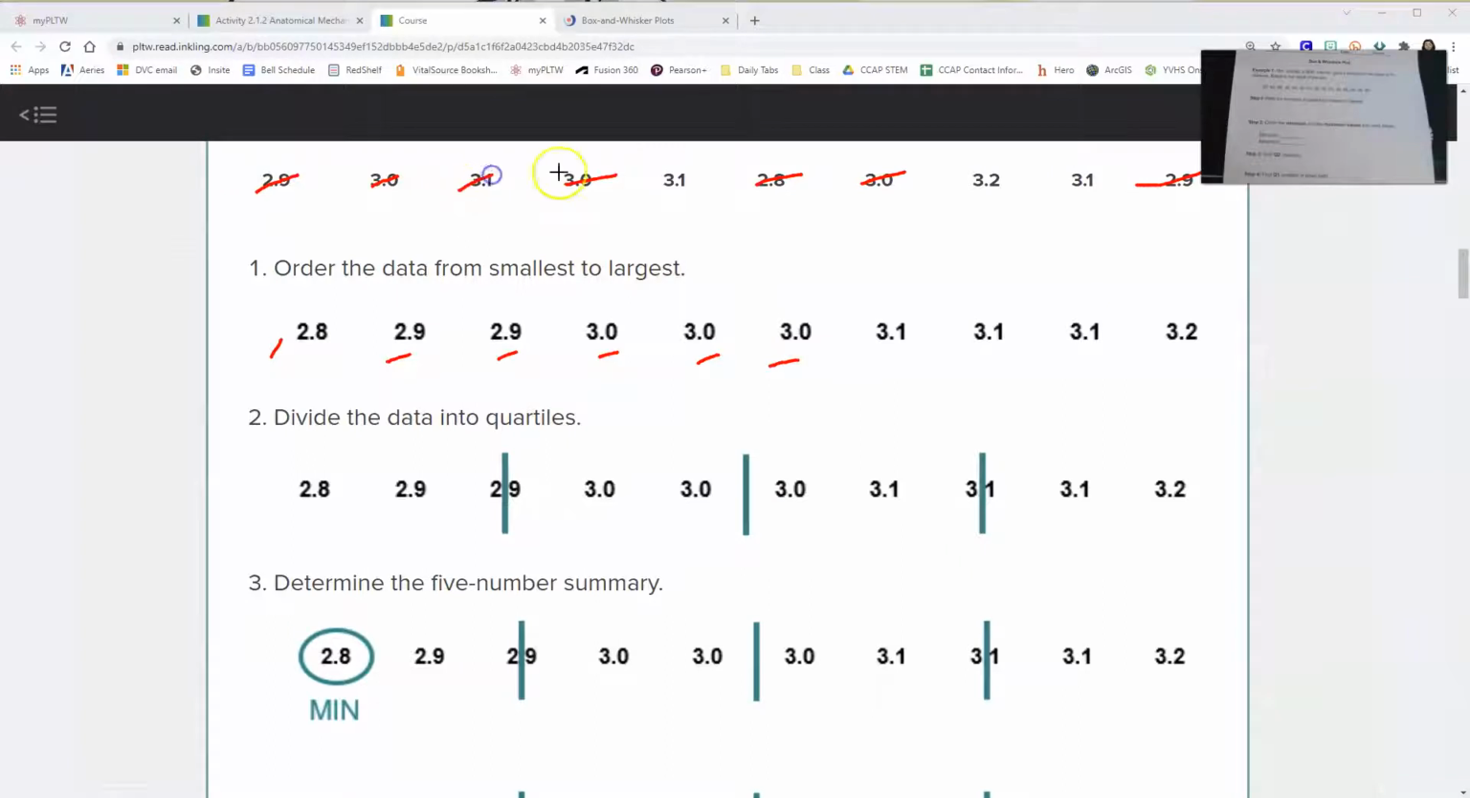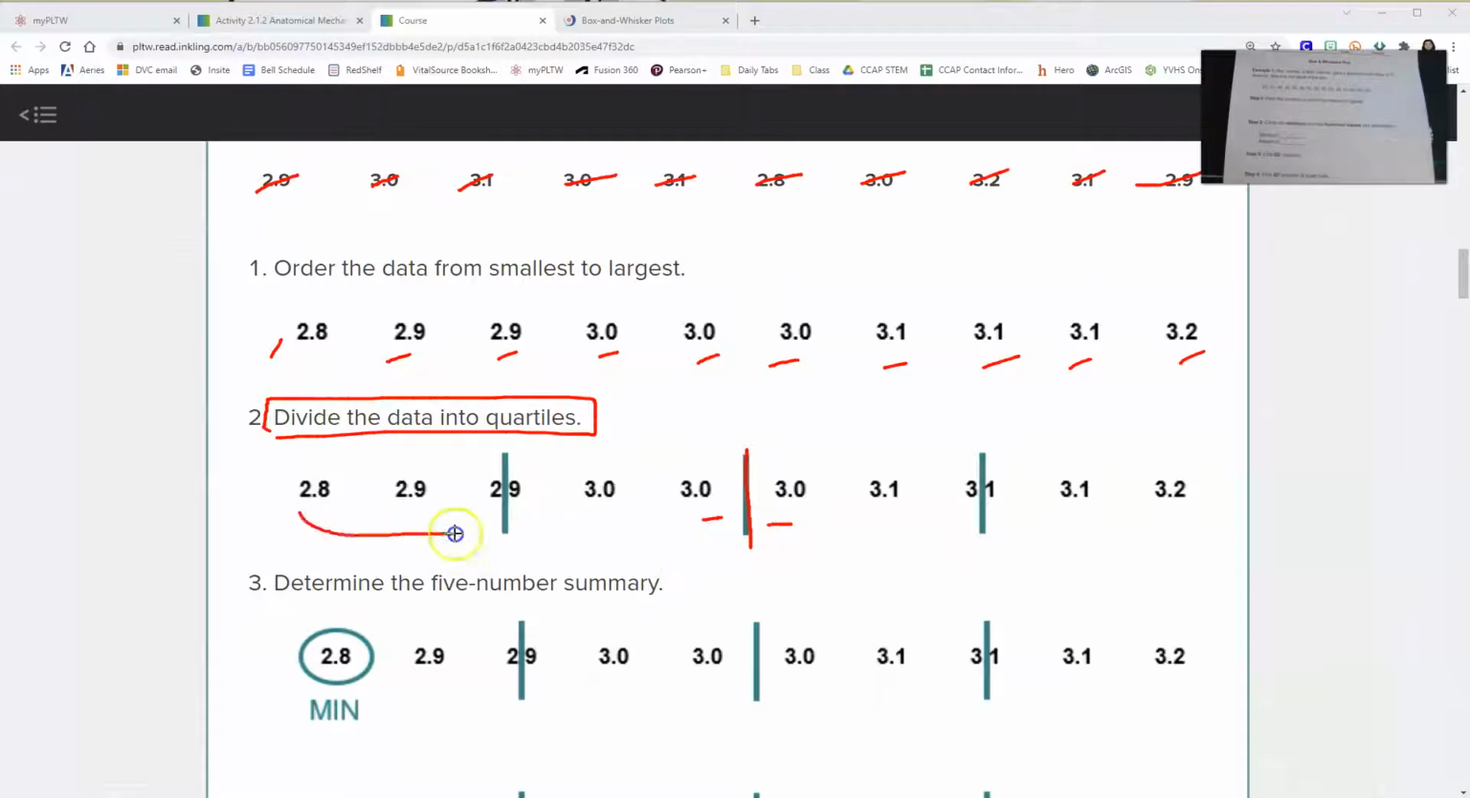And then there's 3.1, 3.1, and 3.1 represented by those. And then 3.2. Okay. Now that you've organized all 10 numbers, the next thing is you need to divide the data into quartiles. So since there are 10 numbers, there is no middle number, so you draw a line in the middle of number 5 and number 6.